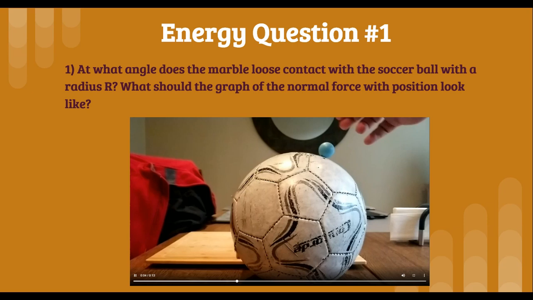So from the energy set, I chose question number 1, which is to solve at what angle the marble loses contact with the soccer ball with a radius r, and what the graph of the normal force with position should look like.